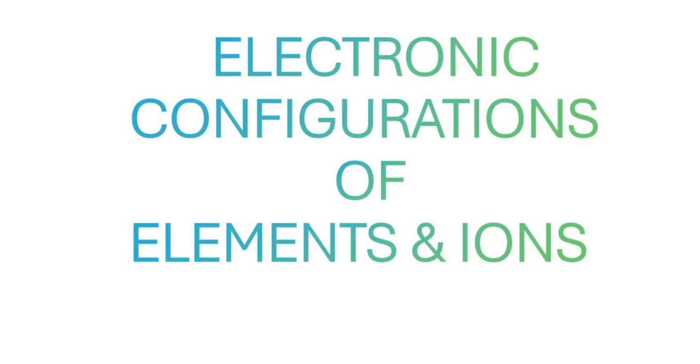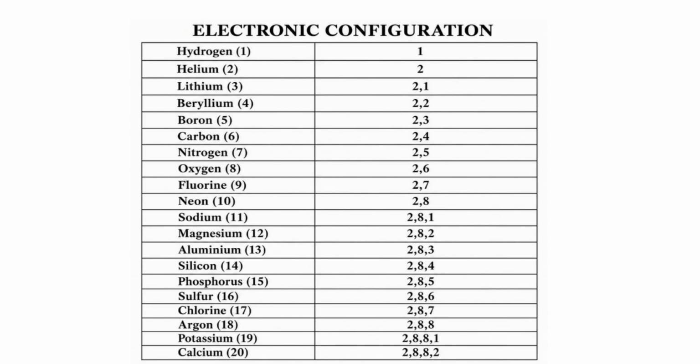On today's topic, we're going to be talking about electronic configuration of elements and ions. But for the purpose of this video, we're just going to talk about that of the elements first. Then I'm going to leave a link in the description for you to access the electronic configuration of ions. Alright, let's dive right into it. So here is a table showing the first 20 elements with their electronic configurations.